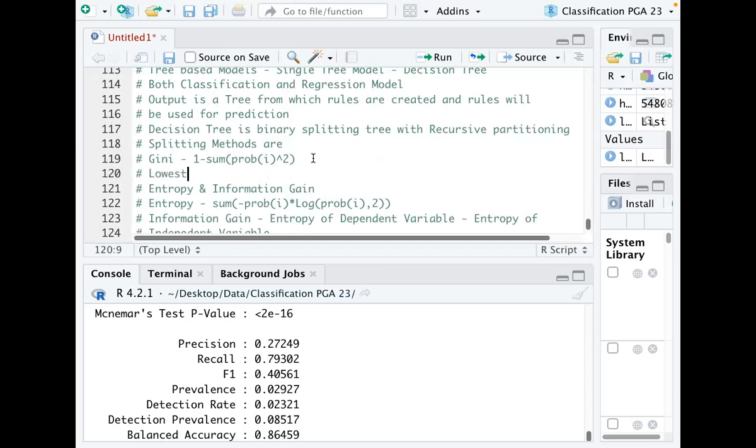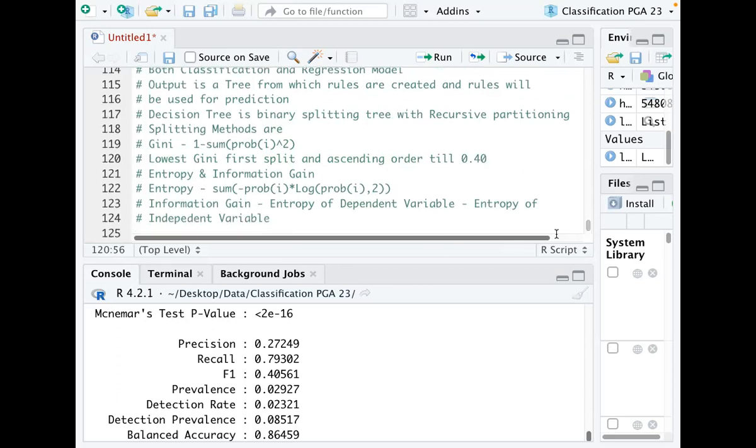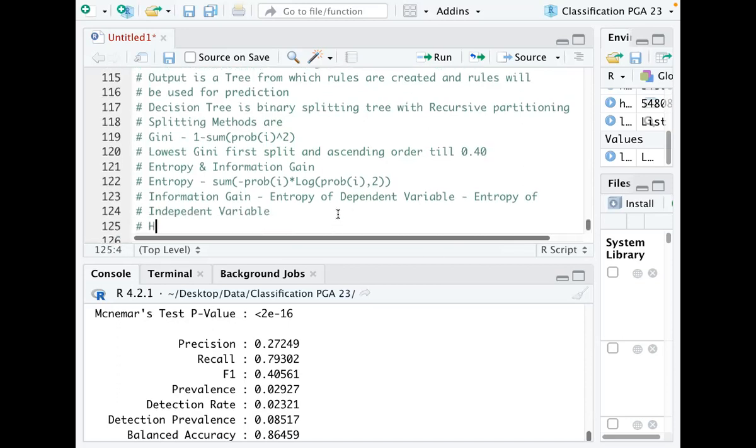So lowest Gini is the first split, and then ascending order till 0.40. Highest information gain is the first split, and then descending order till 0.50.